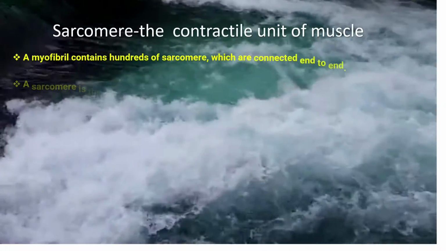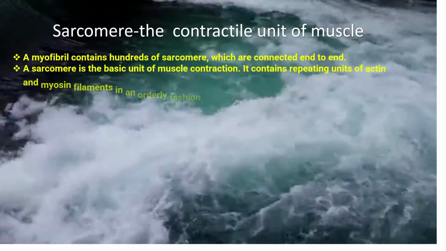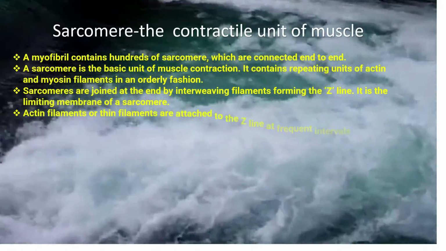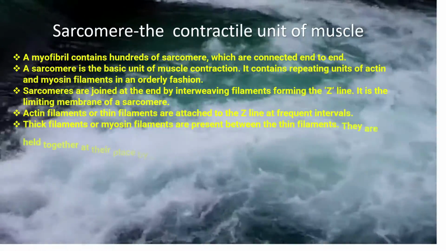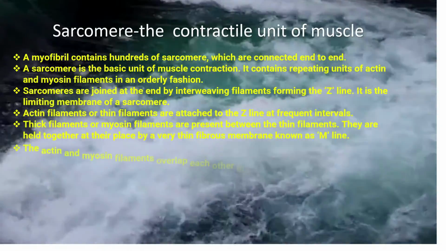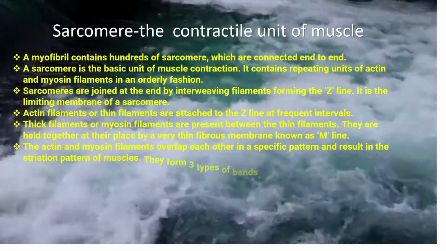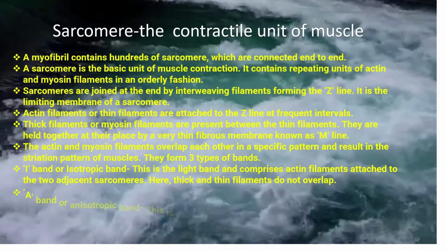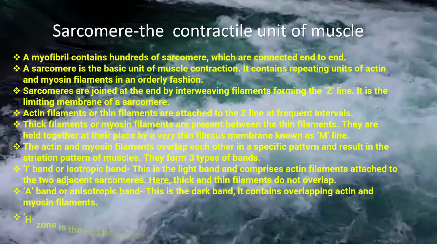Sarcomere, the contractile unit of muscle. A myofibril contains hundreds of sarcomeres, which are connected end to end. A sarcomere is the basic unit of muscle contraction. It contains repeating units of actin and myosin filaments in an orderly fashion. Sarcomeres are joined at the end by interweaving filaments forming the Z line.